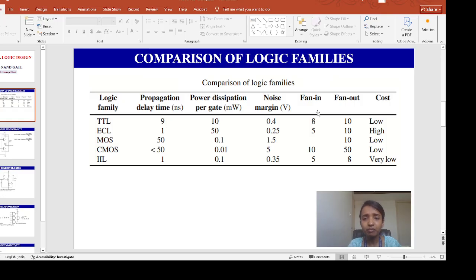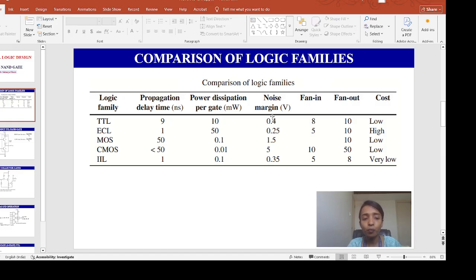See here, my propagation delay time, obviously, should be low. Then only my circuit will operate faster, right? Power dissipation per gate also should be low.